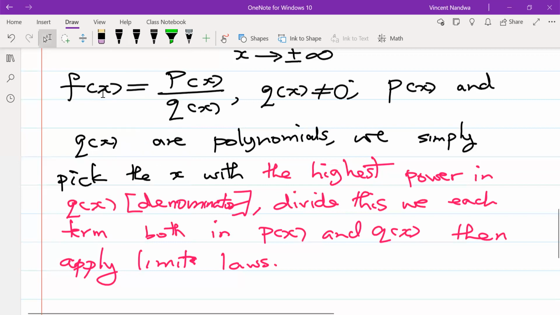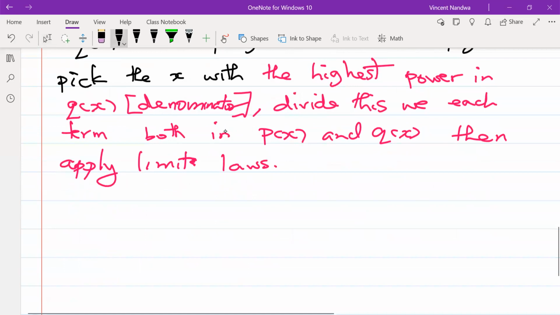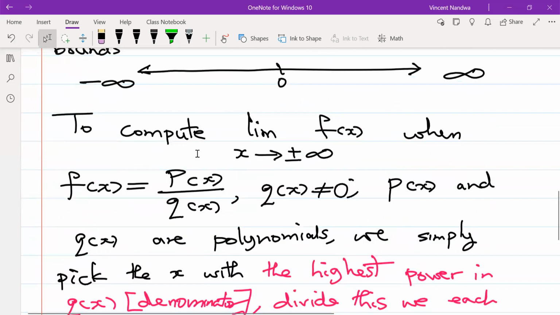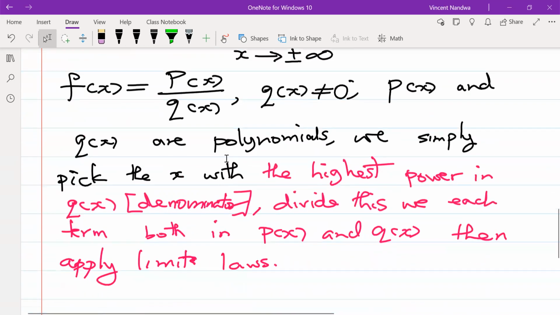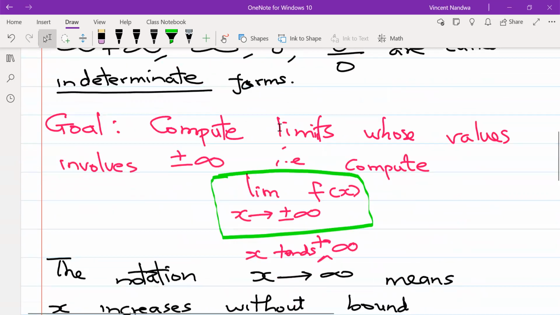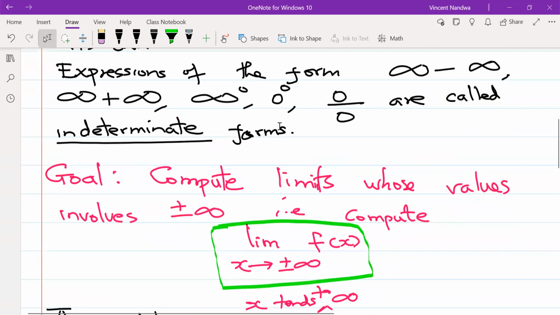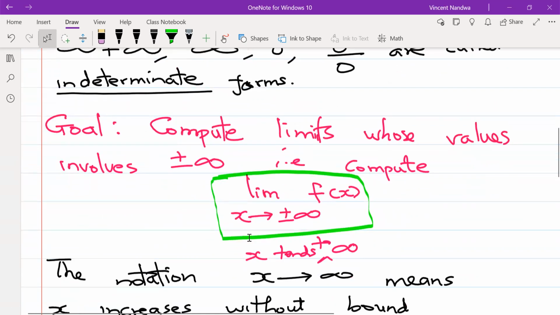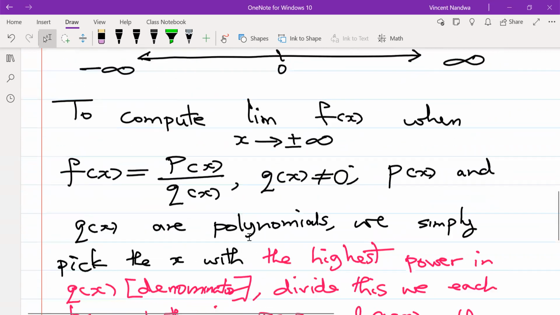So the question will be, if f of x is not in the form of p over q, how do you deal with it? For that one, you just deal with the question directly. For example, if the function is not in this form, say it's just a polynomial but not a rational function, then you interpret the problem from the definition of x tending to positive infinity, meaning that x is growing larger without bounds in the positive direction. And if it's negative infinity, that means x is growing larger without bounds in the negative direction.